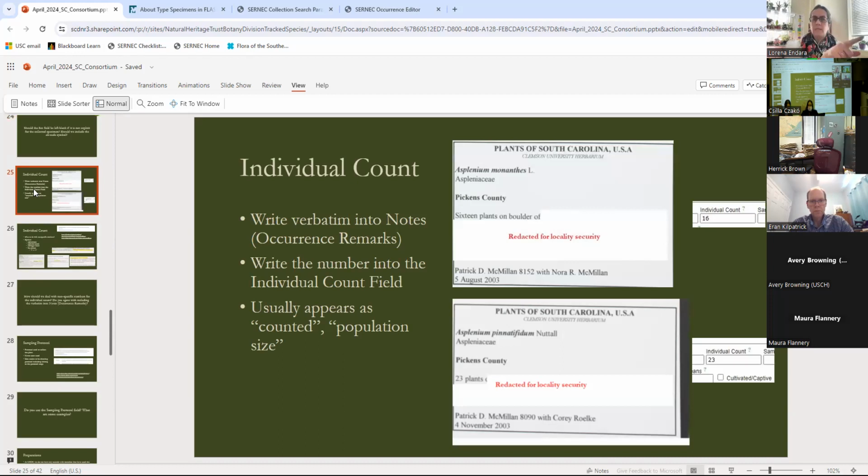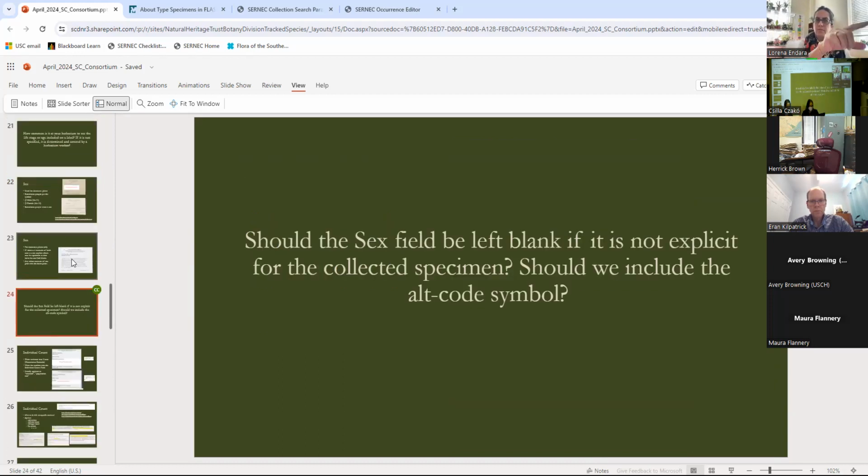May I jump in? On the past slide, there was the question, should this be left blank if it's not explicit? This is one where I would say yes. The reason is that even though the plants might be functionally carpellate or functionally staminate, both structures might be present and only one might be functional. So if you don't have someone who really knows the taxon, and is not a botanist, there might be a lot of false answers in that field. So that's my view on that. Completely agree with that.